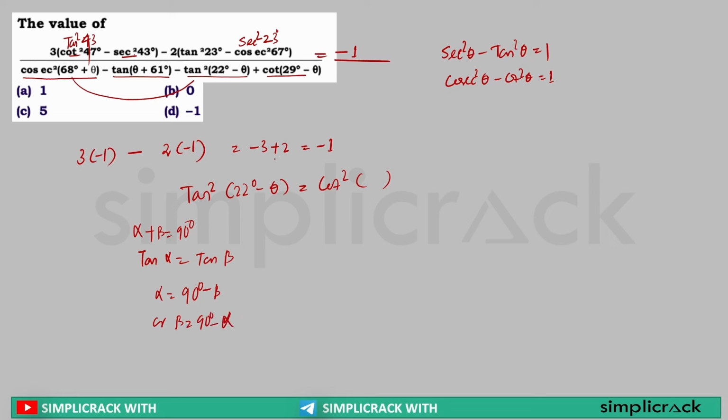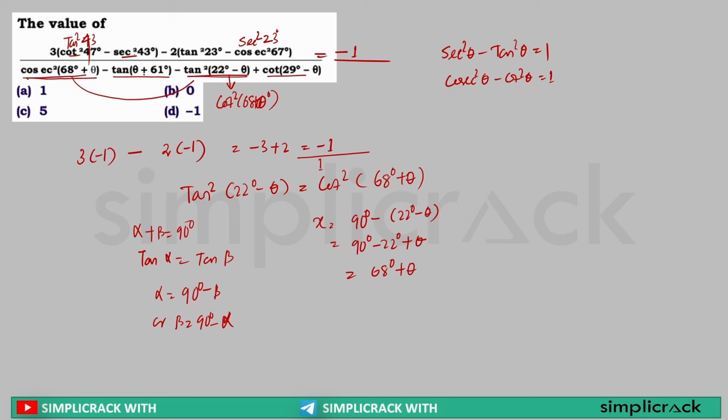Yes or no? Yes. So if I have to make tan square this equal to cot square x, that means x value should be equal to 90 degree minus 22 degree minus theta, or 90 degree minus 22 degree plus theta. So this is equal to 68 degree plus theta. So this x value is now what? 68 degree plus theta. Yes or no? Here it is cosec square 68 plus theta. Here this will be changed into cot square 68 degree plus theta. So they both will get me 1.